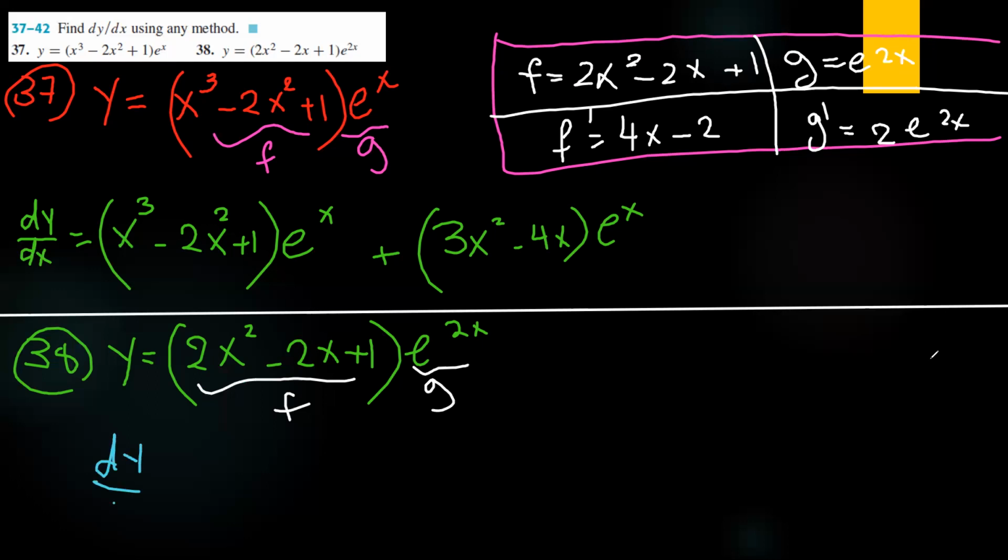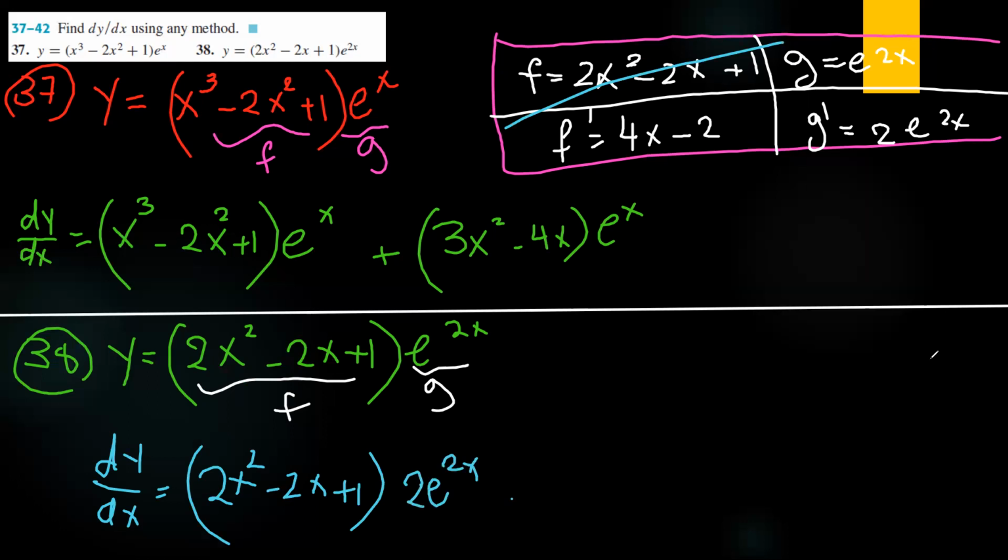So dy over dx will be f times g prime, which is 2 e to the power 2x, plus f prime times g, which is e to the power 2x. You can just write 2 at the beginning here. You can arrange it like this. So it will be 2 times 2x squared minus 2x plus 1 multiplied by e to the power 2x, plus 4x minus 2 times e to the power 2x. That's it.